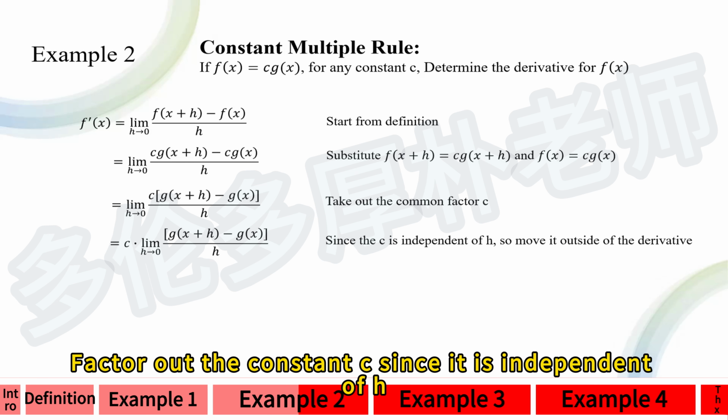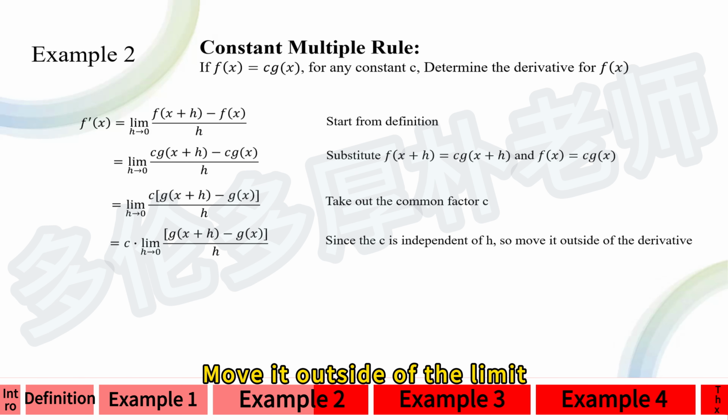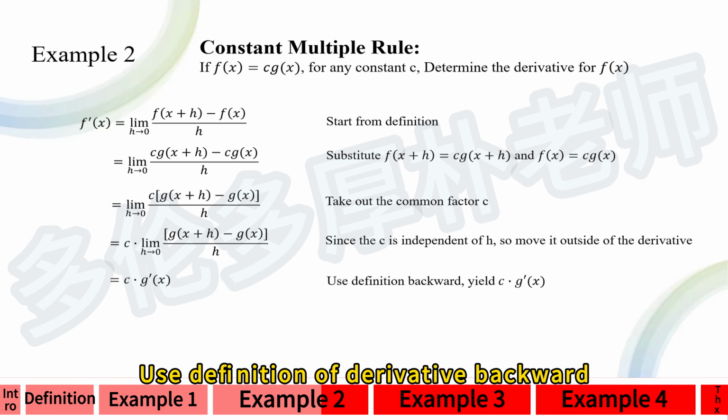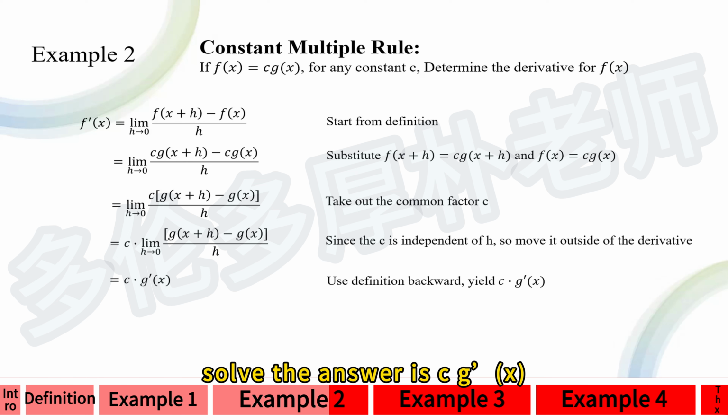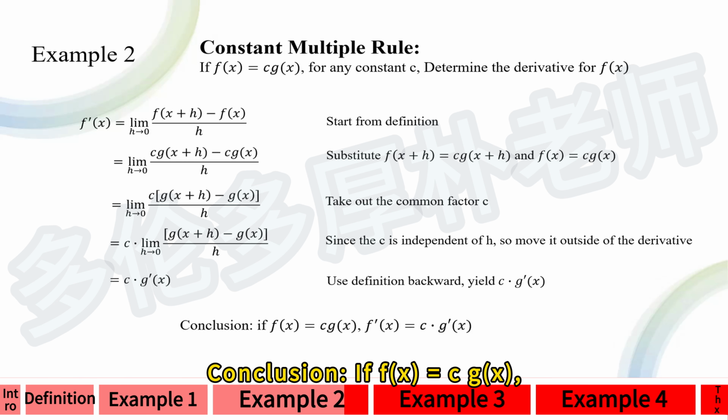Factor out the constant c, since it's independent of h. Move it outside of the limit. Use the definition of derivative backward. Solve, the answer is c times g'(x). Conclusion, if f(x) is c times g(x), then f'(x) is c times g'(x).